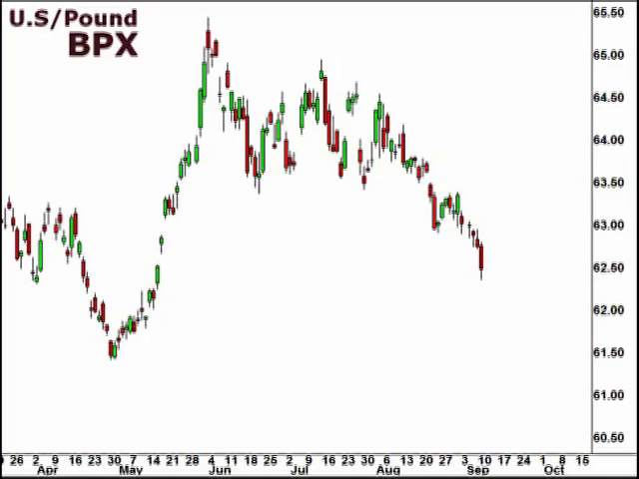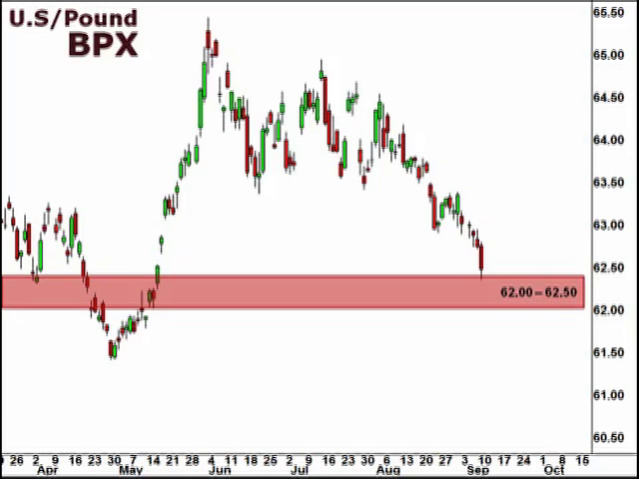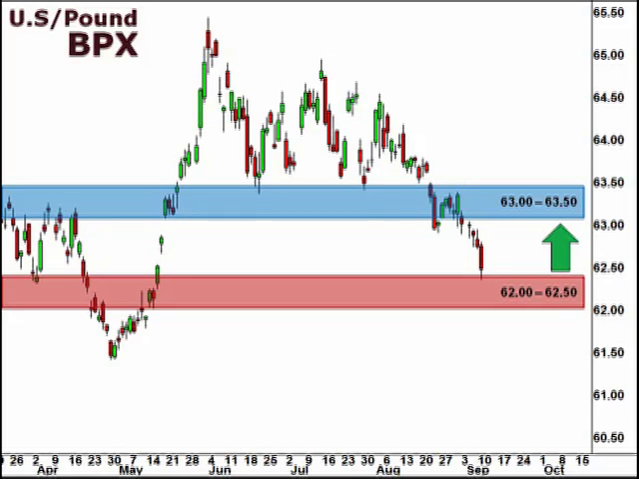Let's take a look at the BPX, the US dollar versus the British pound. The BPX continues to trend lower. However, we suspect a bounce at 62.5 support. 63 assumes the role of resistance.